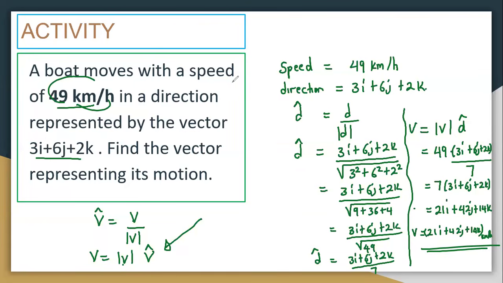And even to prove your answer, if you want to prove the answer we have got, when you go on and find its magnitude, you must come up with 49. That is one way to prove that what you are doing is correct.